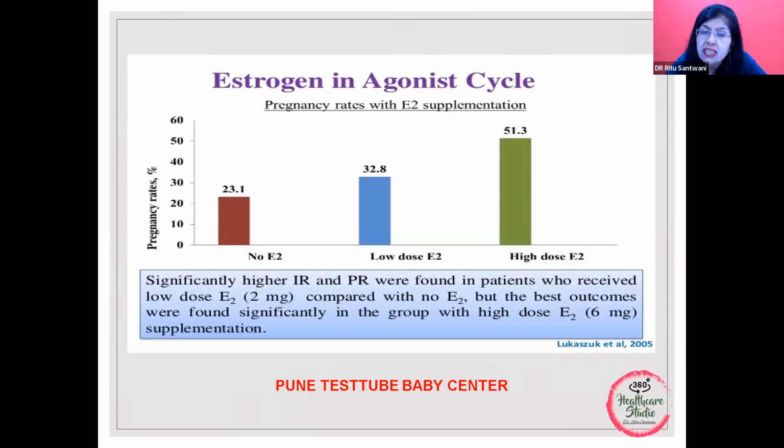Estrogen in the agonist cycle. So here we can see the studies with this. With no E2, the pregnancy rates are reported 23.1, while with low dose E2 32.8, while with high dose E2 51.3.